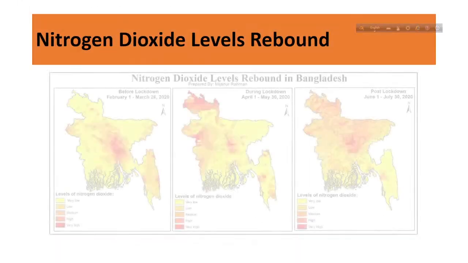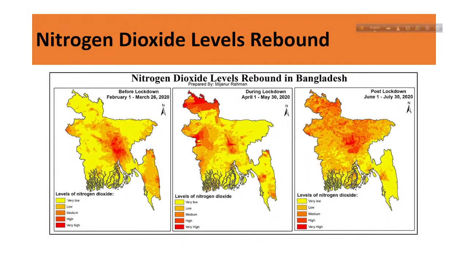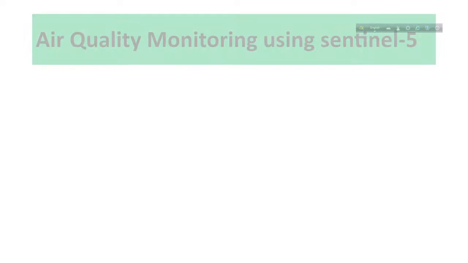Another map is the nitrogen dioxide level rebound in Bangladesh for different time periods, such as pre-lockdown, during lockdown, and post-lockdown. All of these maps, we get the data from the Google Earth Engine platform, then process the map using ArcMap software and create this type of layout. Okay, so let's go to this class.